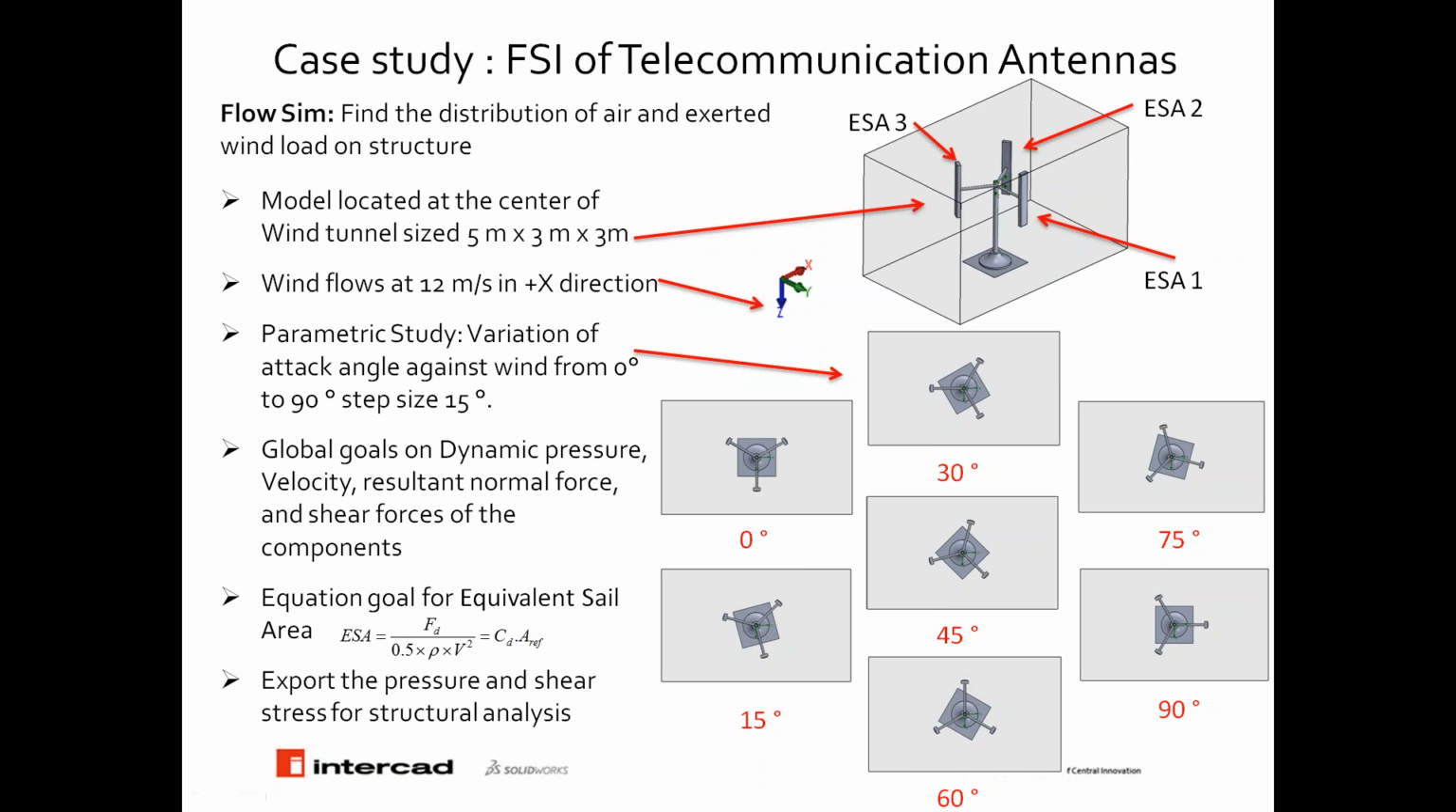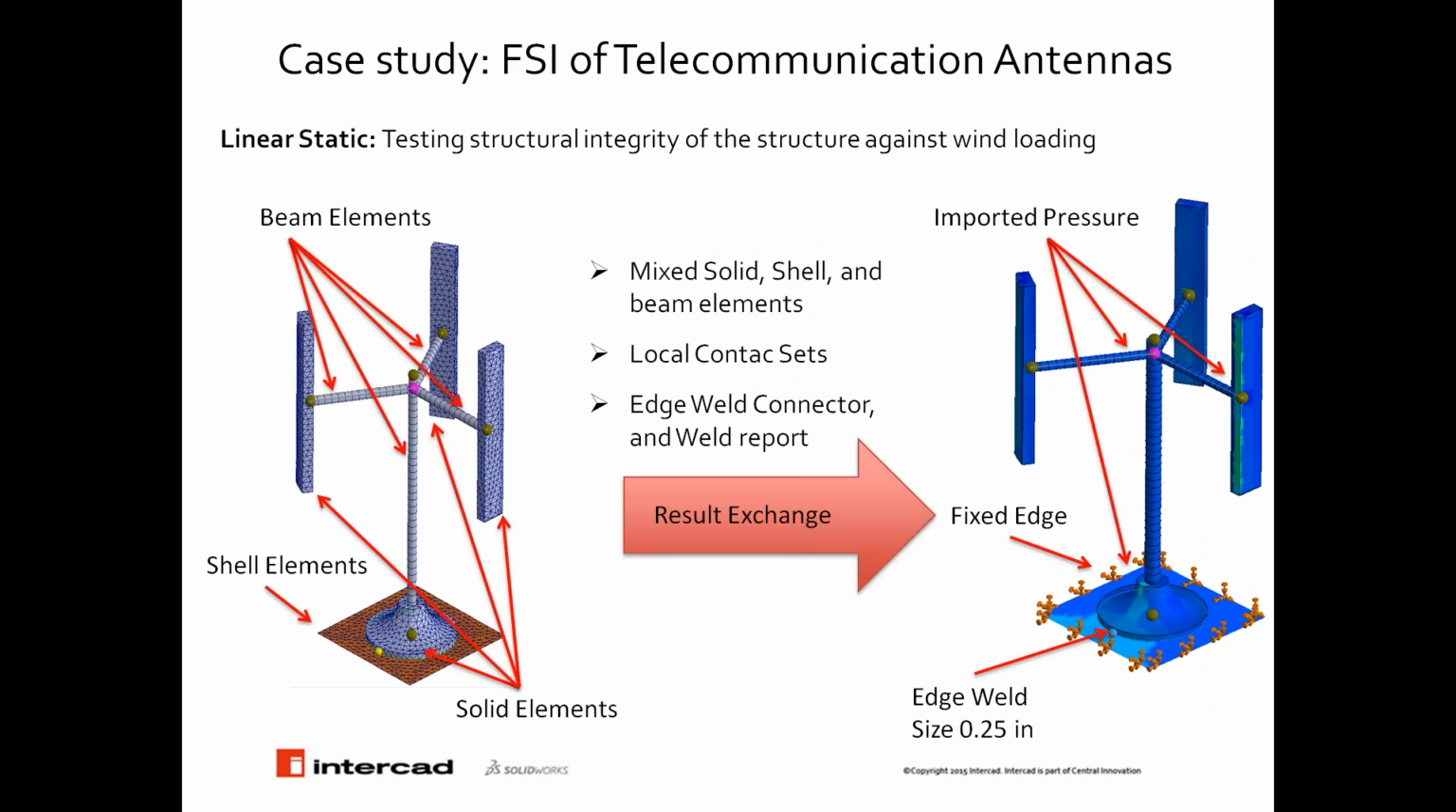So there are some global parameters we will follow, and there is one specific parameter we would like to look at the result on. So we are going to define both of these, and since we have completed our, let's say, result on the fluid side, we will learn how we can export the pressure and shear on the structure to a new FEA study. After that, we are going to look at the structure.